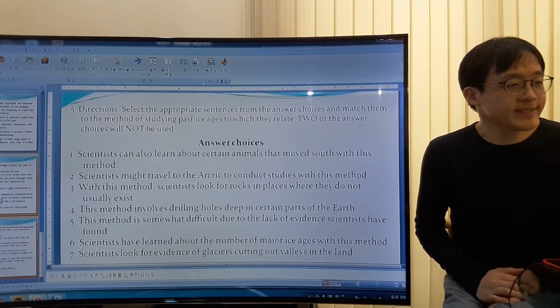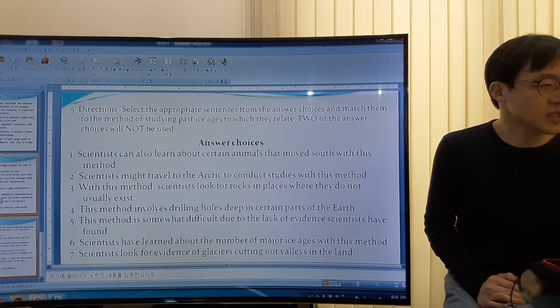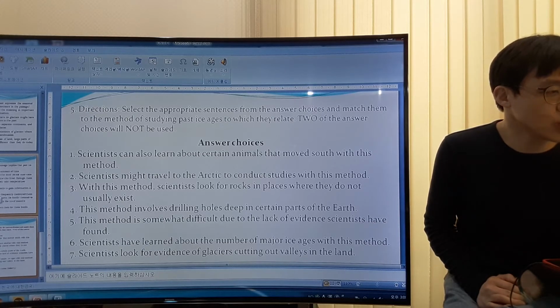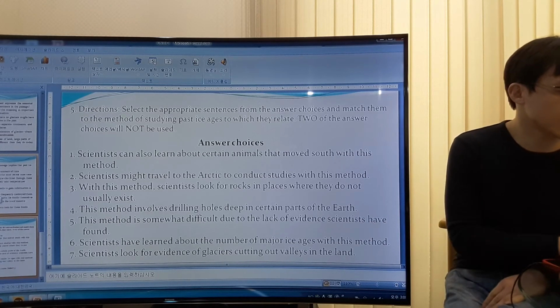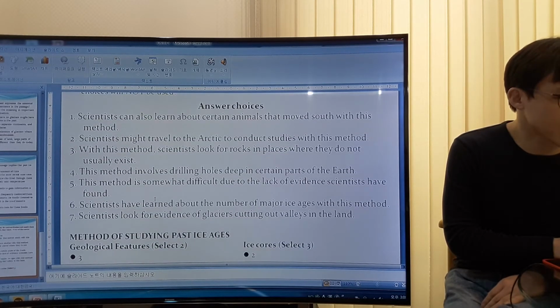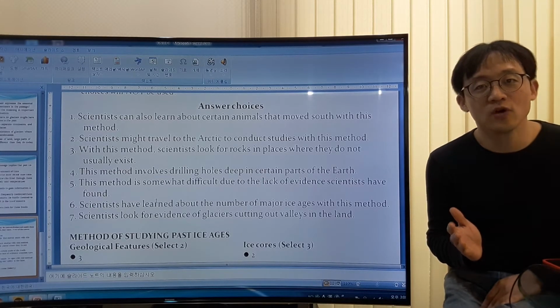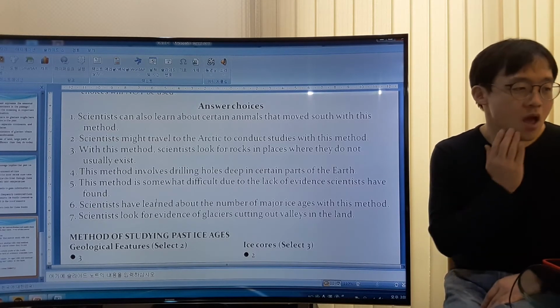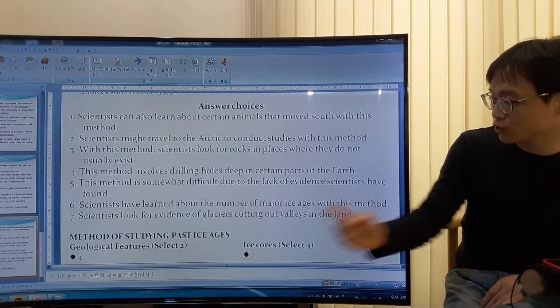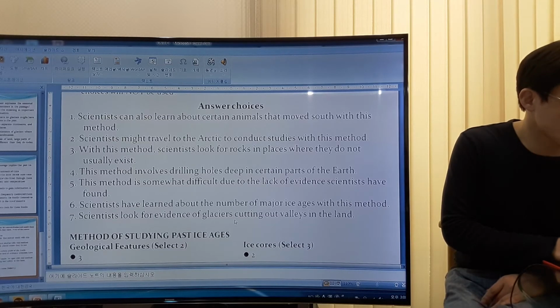Select the appropriate sentences from the answer choices and match them to the method of studying past ice ages to which they relate. Scientists can also learn about certain animals that moved south with this method. Which method was this? Finding fossils, right? So where does it go to? Geological features, ice cores? It goes nowhere, right? Hold on.